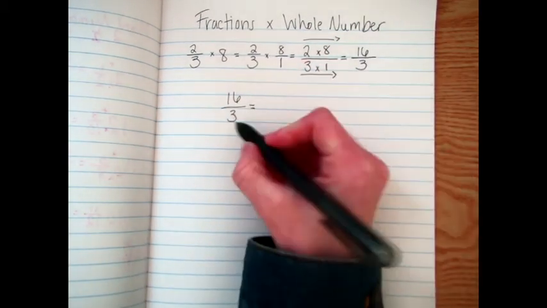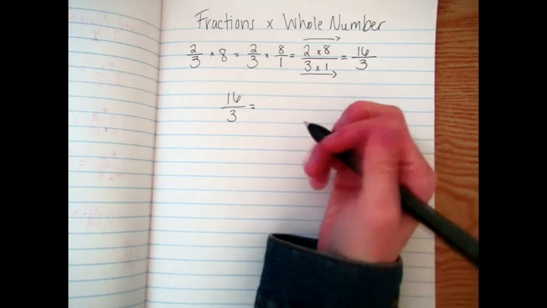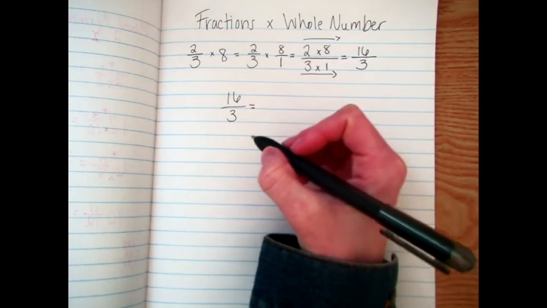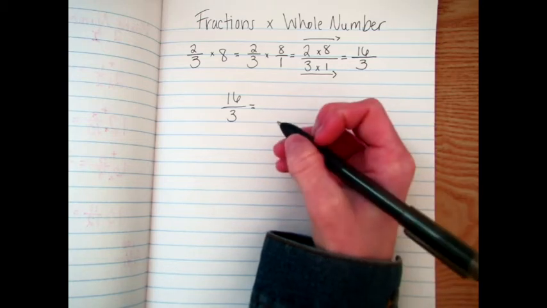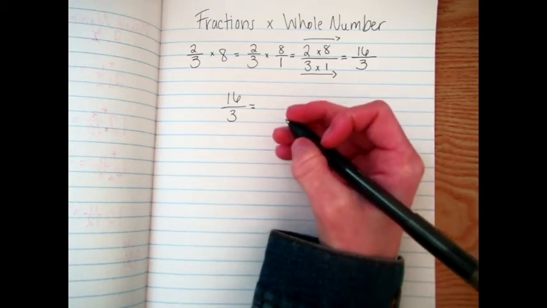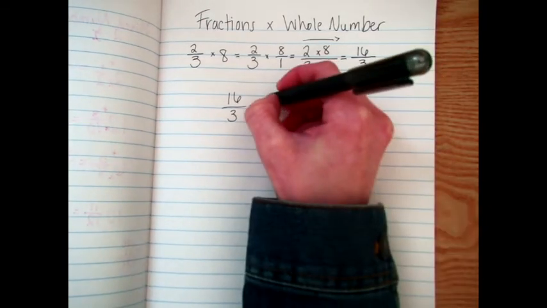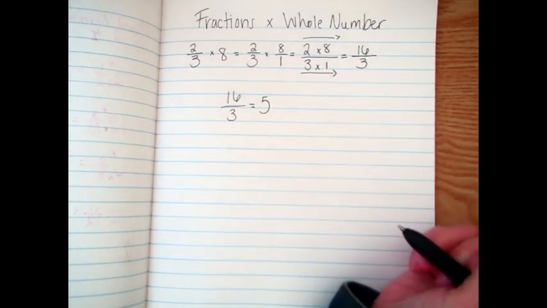So the way we're going to look at this is, if we have 16/3, we want to see how many times 3 can go into 16. It might not be even, but we want to see how many times 3 can go into 16 without going over. And however many times 3 can go into 16, that's going to be my whole number. So I think, okay, 3 times 1 is 3, 3 times 2 is 6, 3 times 3 is 9, 3 times 4 is 12, 3 times 5 is 15, 3 times 6 is 18. I'm going to go with 3 times 5 because that's the closest I can get to 16 without going over.